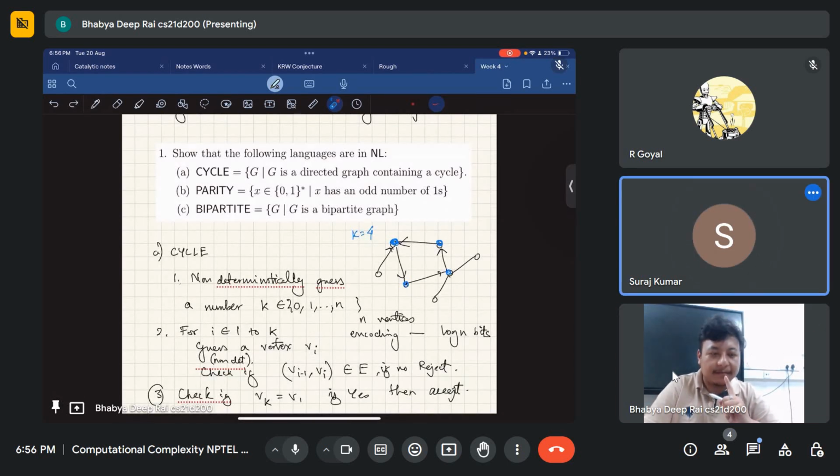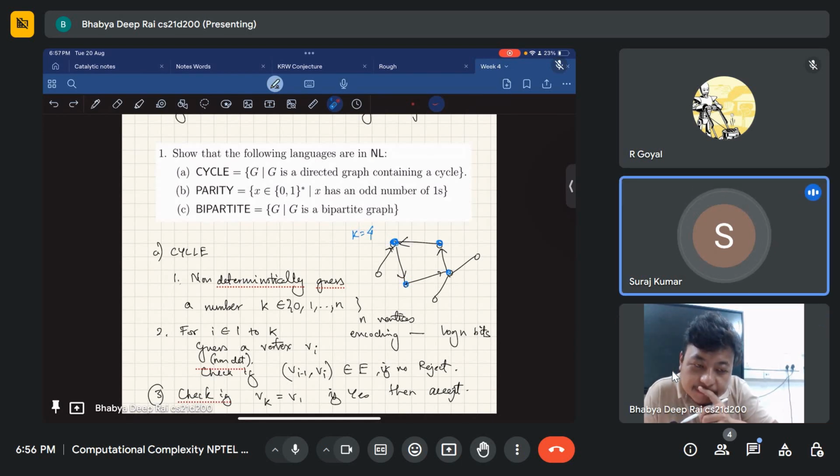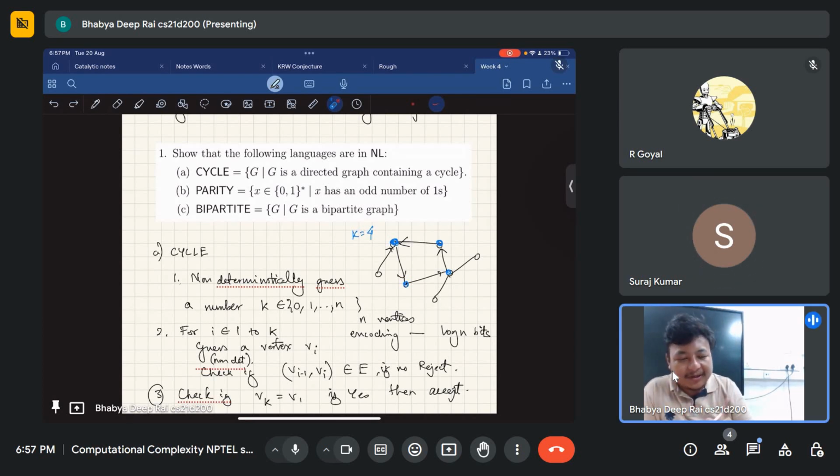Yes, clear. Okay. So one component is missing here, and that is, why should this run in logarithmic space? Remember, my machine is an NL machine, a non-deterministic log space machine. Why should my machine run in log space? Any idea? Because n can be written in log n bits. Okay, that is one thing.